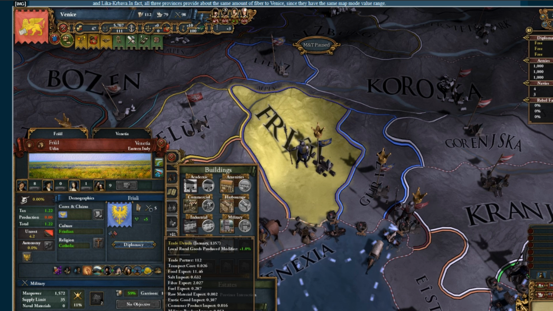So we have a look here, and yes, it is exporting 2.027 fiber to Venetia. It's also importing and exporting like everything. There's nothing here that is just flat zero. Even fuel, right? There is a fuel export here. It's very small, but it is exporting fuel. It's also exporting some raw materials, 0.002.